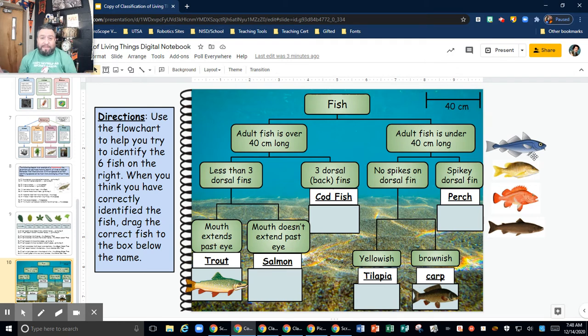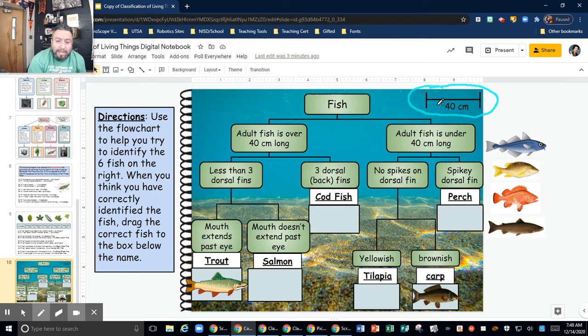To me, fish is fish. I don't know the difference between fish. Okay? I'm going to have to look at their characteristics just like you guys. Okay? Cool thing about this is you're going to be able to drag and drop. But what I'm going to refer to is this guy right up here. This is going to be important. Take a look. Use the flowchart to help you identify the 6 fish. Well, I already found 2 for you. When you think you've correctly identified, drag it to it.